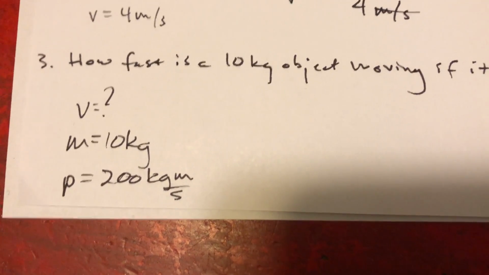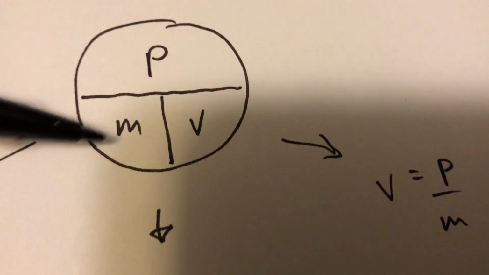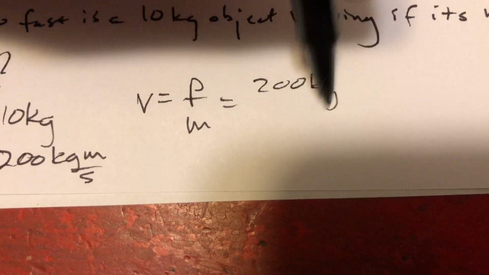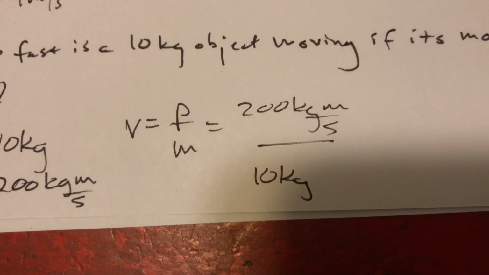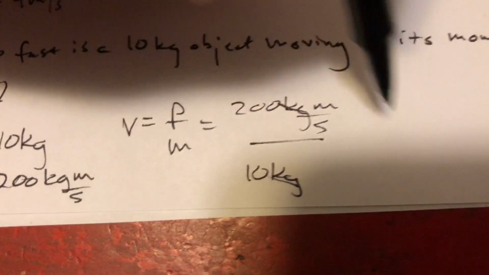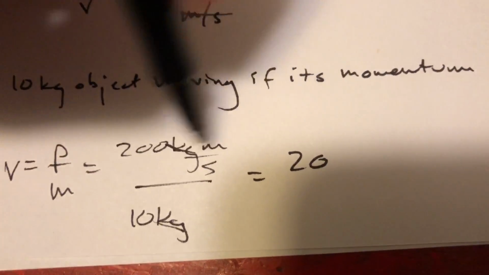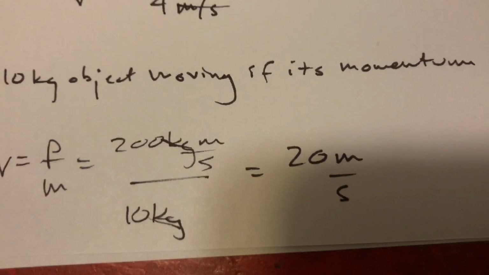All right, so I wrote those things down. Now I want the velocity, V equals P over M. And so I put this down, V equals P over M. And that's going to be 200 kilogram meters per second divided by 10 kilograms. In this case, the kilograms cancel out, and 200 divided by 10 is 20, and the units I have left over are meters per second, which makes sense because that is a velocity.